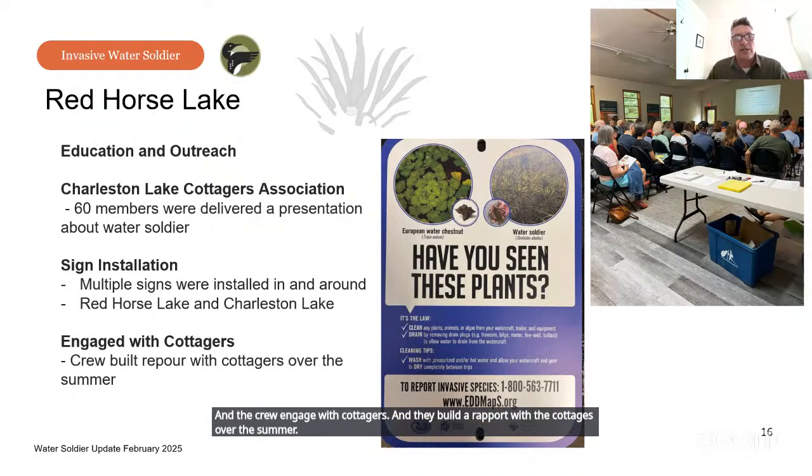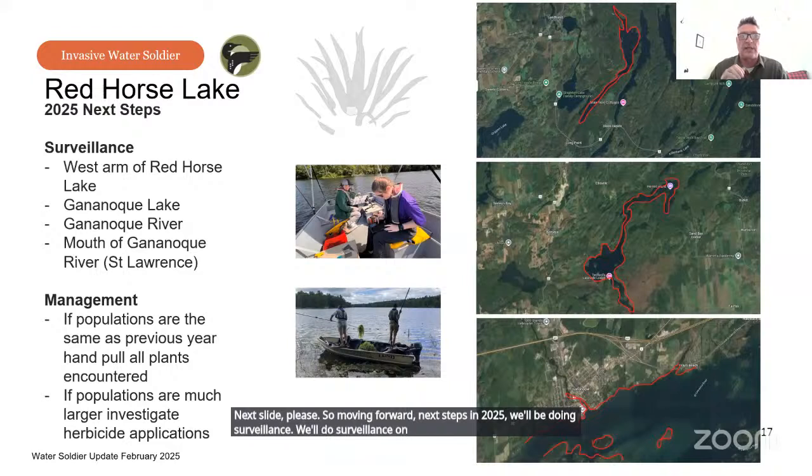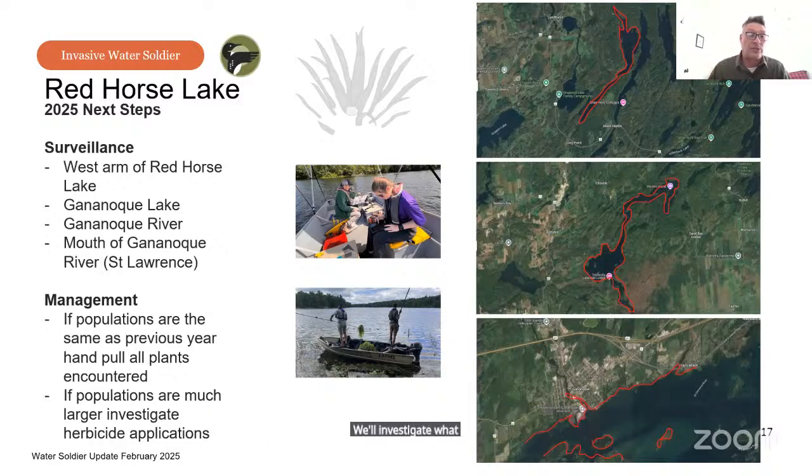Next slide, please. So moving forward, next steps in 2025, we'll be doing surveillance on the west arm of Red Horse Lake, Gananoque Lake, Gananoque River, and the mouth of the Gananoque in the St. Lawrence. We will be doing our formal monitoring as well, those 400 point intercepts. And management, if populations are the same as the previous year, we're going to try to do the hand pulling again. If we go back and we find that we have large, dense populations, we'll investigate what the herbicide application looks like.